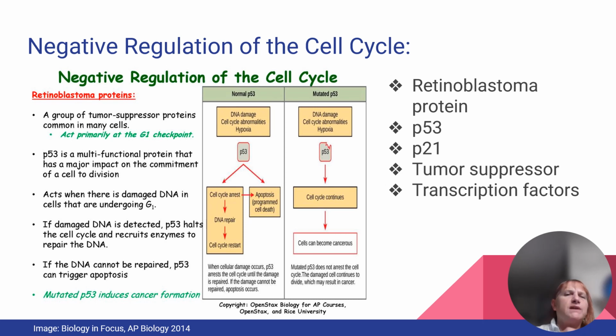So, retinoblastoma proteins, a group of tumor-suppressing proteins common in many cells. They act primarily at the G1 checkpoint. P53 is a multifunctional protein that has a major impact on the commitment of a cell to division. It acts when there's damaged DNA in the cells, mainly at the G1 checkpoint. If damaged DNA is detected, P53 is the one that halts it. We'll talk about that more in the next couple slides, and we'll talk about this last point on the next couple slides also.